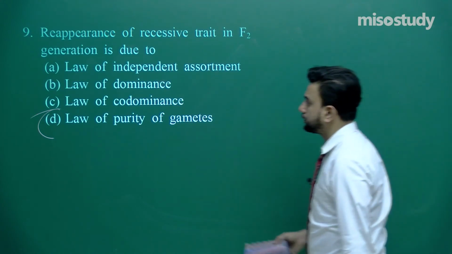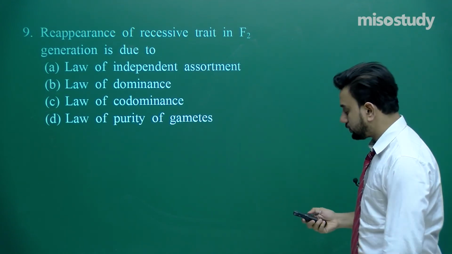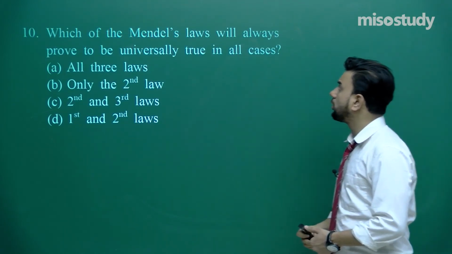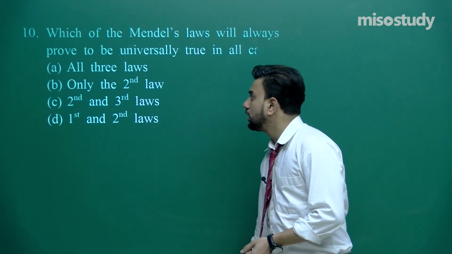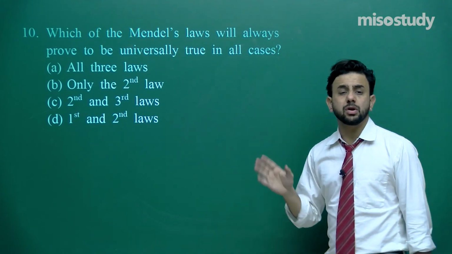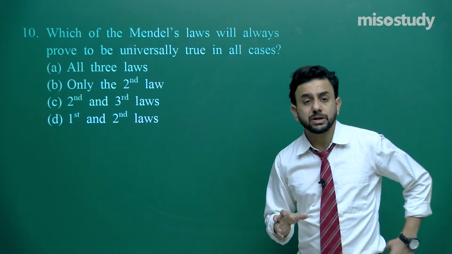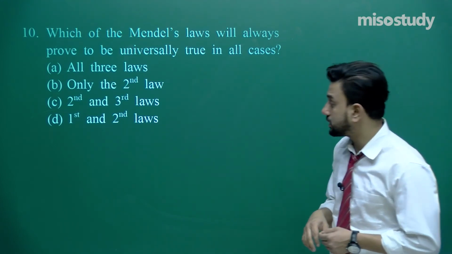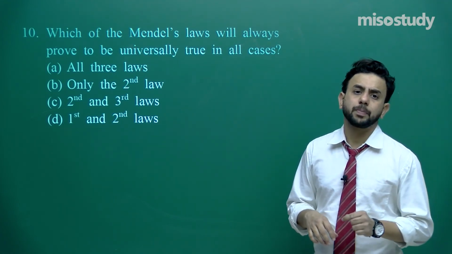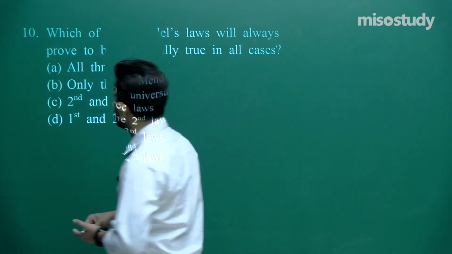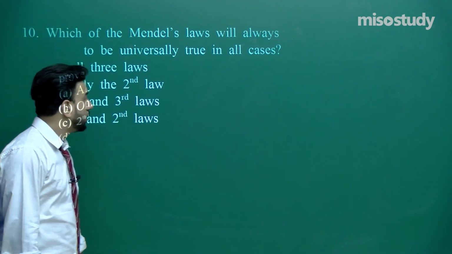What about the next question? Which of Mendel's laws will always prove to be universally true in all cases? All the three laws. The first law we know is the law of dominance, the second is the law of segregation or the law of the purity of the gametes, and the third is the law of independent assortment. We all know that the second law, the law of segregation, is universally acceptable. Only the second law. Why?